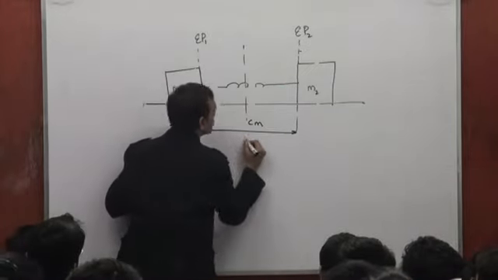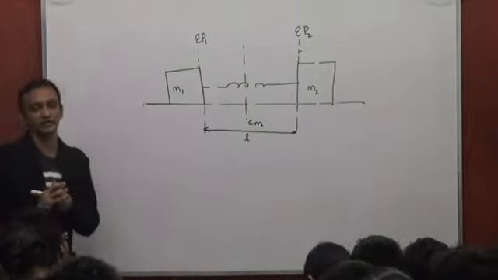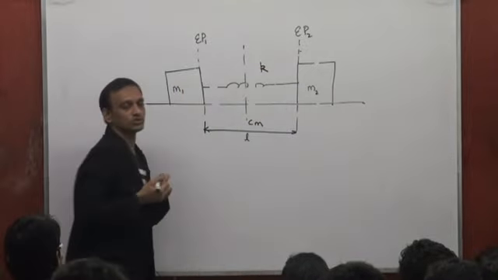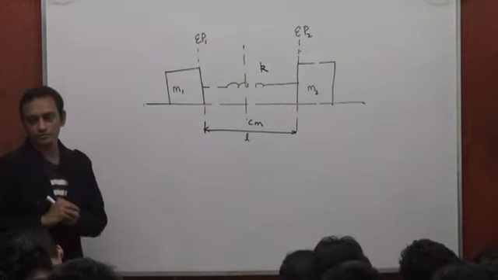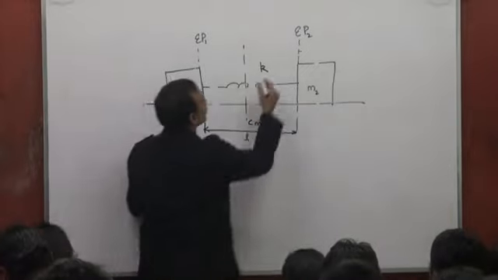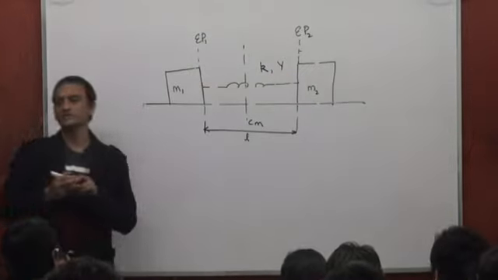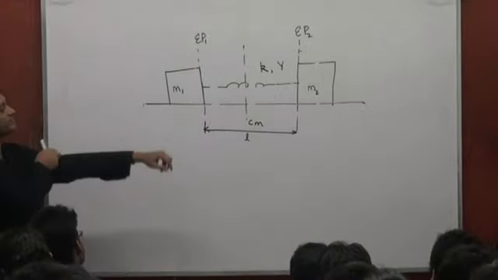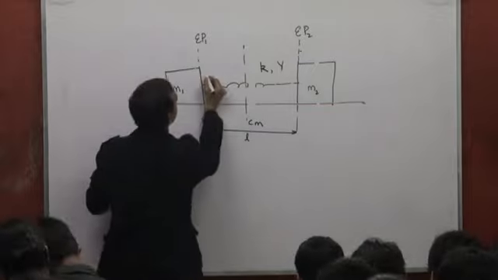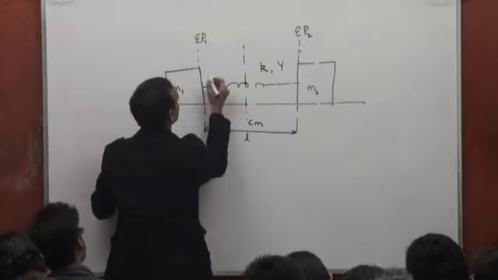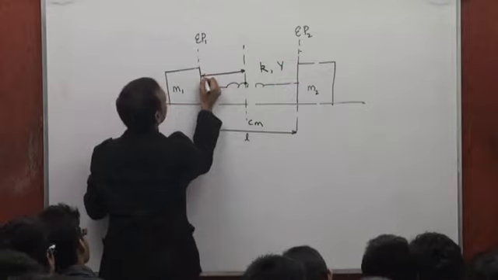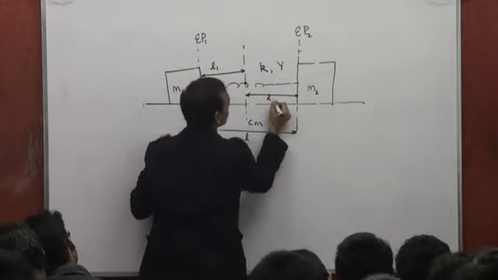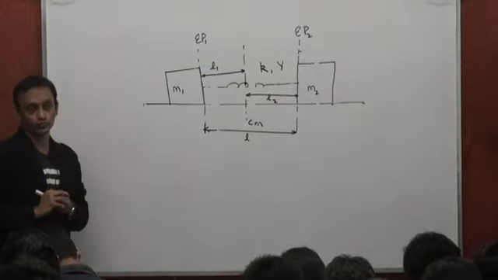Say this is the unstretched length of the spring. K is the force constant of the spring. Y is the Young's modulus of the material of which it is made. Now say this length is L1 and this length is L2. Right?